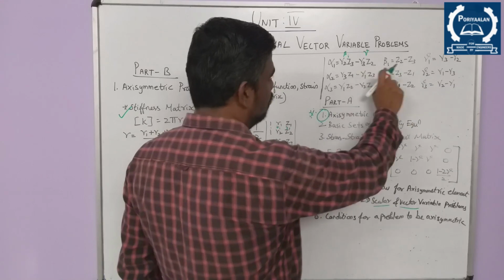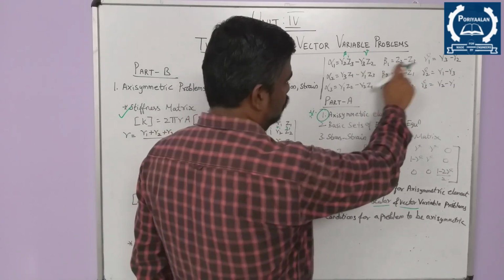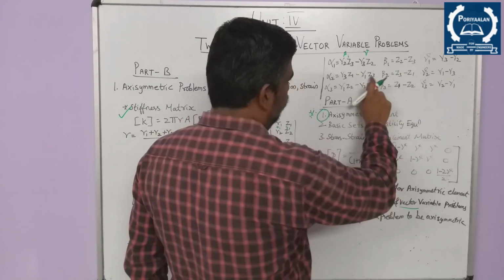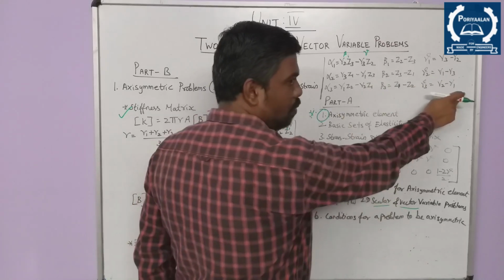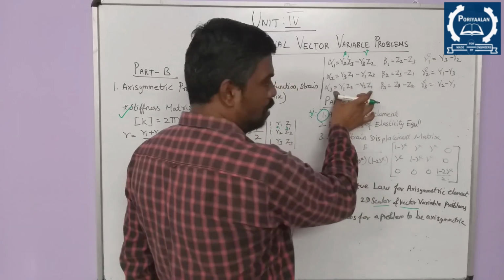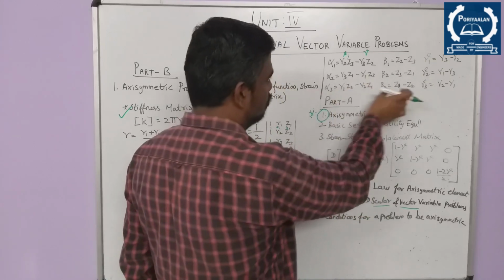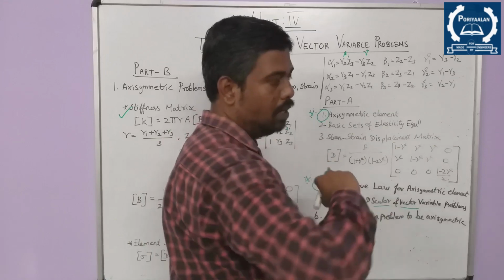Same for gamma also. Here 3, 2: R3 minus R2. 1, 3: R1 minus R3. Z2, R2, Z1: R2 minus R1. The same way, you have to get alpha 1, alpha 2, alpha 3 values, and the same you have to write for beta and gamma values.